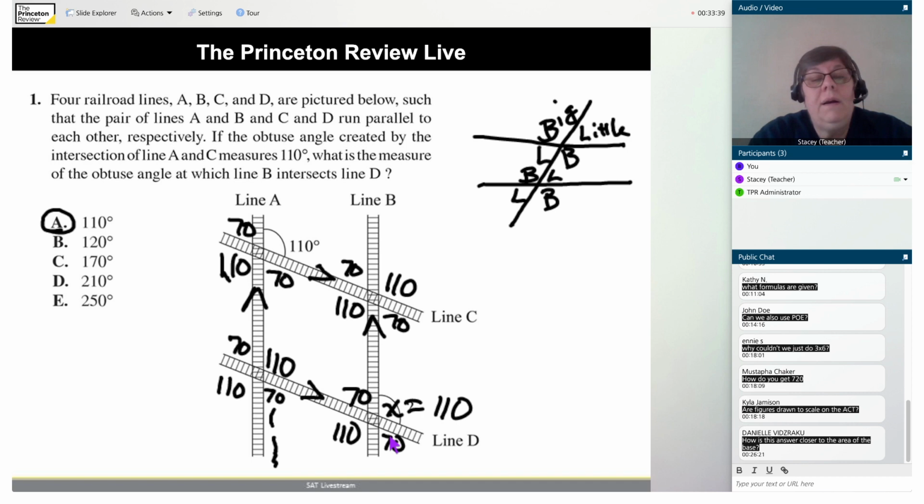Now, let's also talk about the answer choices here. Let's also talk about reasonable answer choices. Since these are all on a straight line, all these angles are going to add up to 180 degrees. We in agreement? All right, so all these angles are going to add to 180 degrees because they're on a straight line.